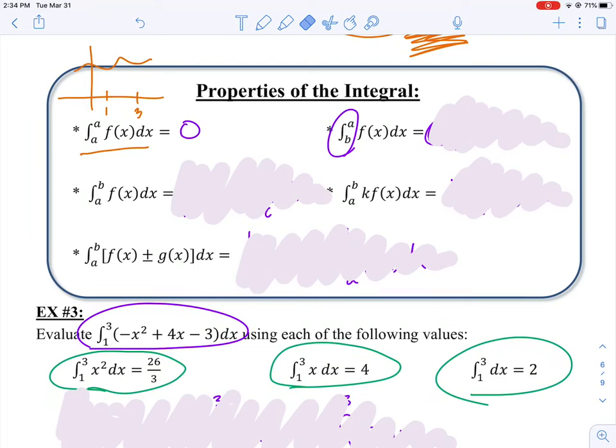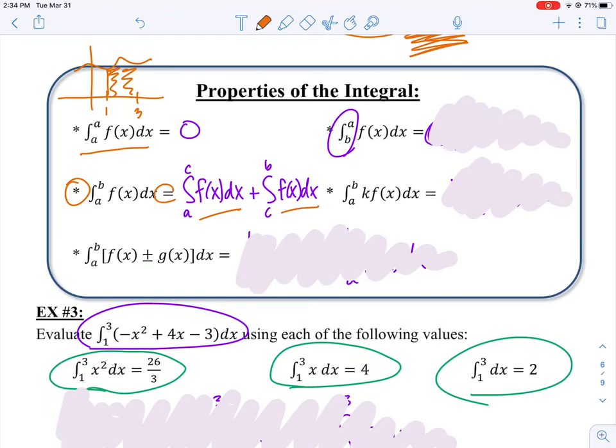Okay? So the second property here says that if we're trying to integrate, find the area underneath the curve from a to b, maybe we don't know the whole entire area from 1 to 3. Maybe we only know it from 1 to 2 and then from 2 to 3. Well, if I know 2 little pieces, can I take the 2 little pieces, add them together to get the big piece? So what this is saying is that I can find the area from A to C, then find the area from C to B, and that should be the same thing as finding the area from A to B. So the two little pieces should add up to the big piece.